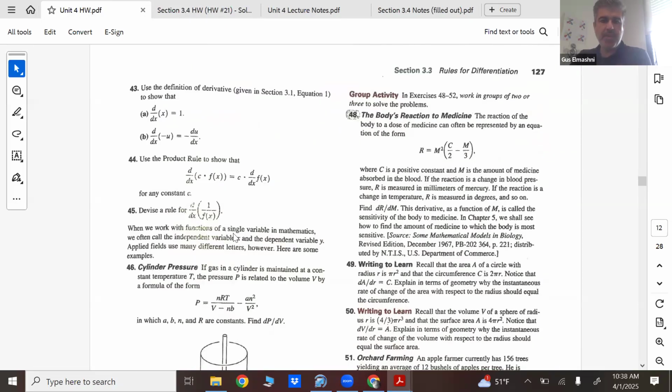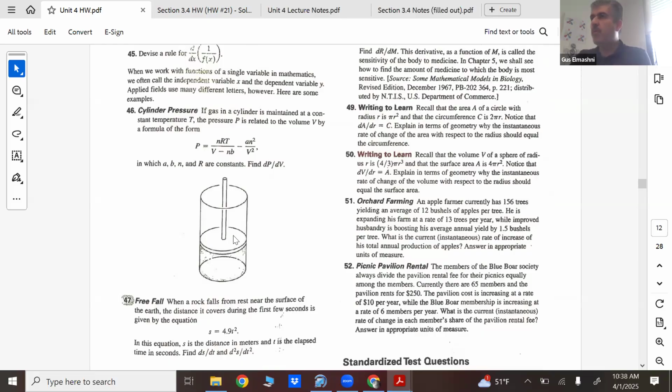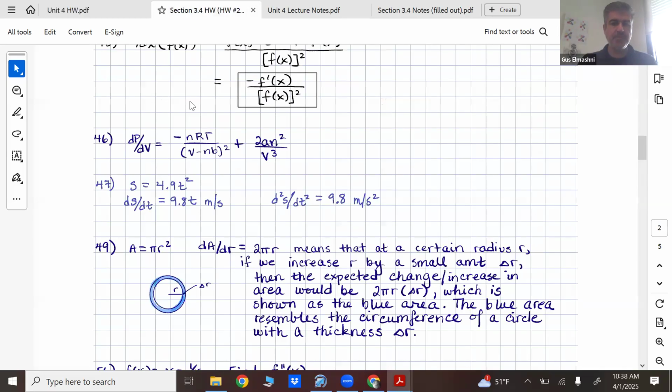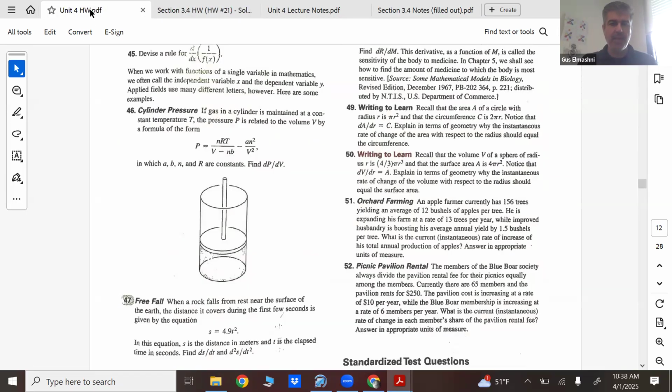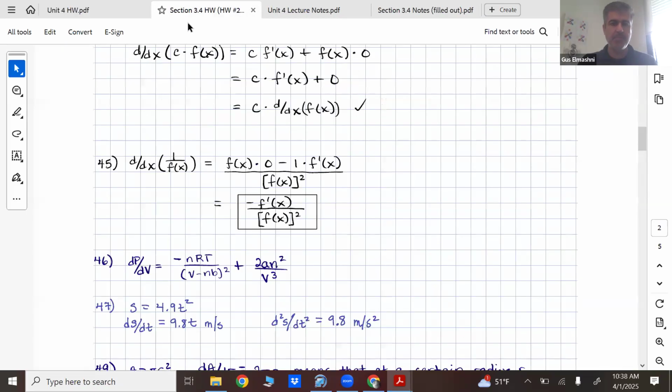46 was a little funky. You want me to go over 46? Okay, I'll do it on the board. Actually, I'll do it on here because I'm recording this. So what you want to do for 46, I'll do it off to the side because I need some space. Initially you have nRT over v minus nb, so you have nRT over v minus nb. And of course, pressure equals this, right?